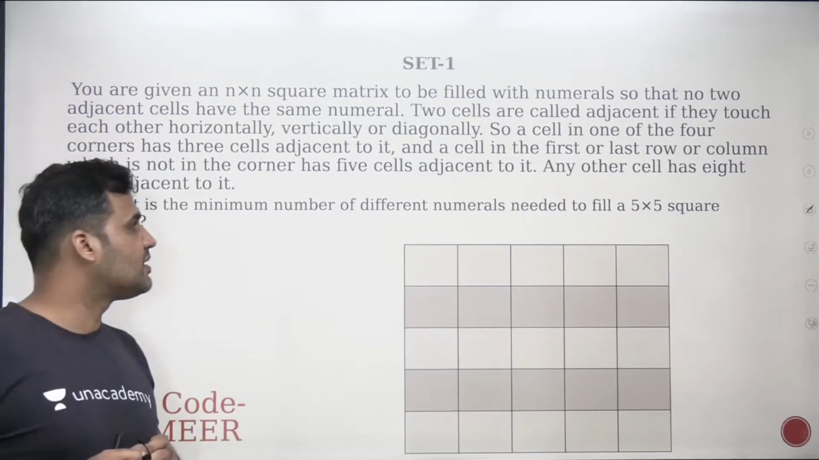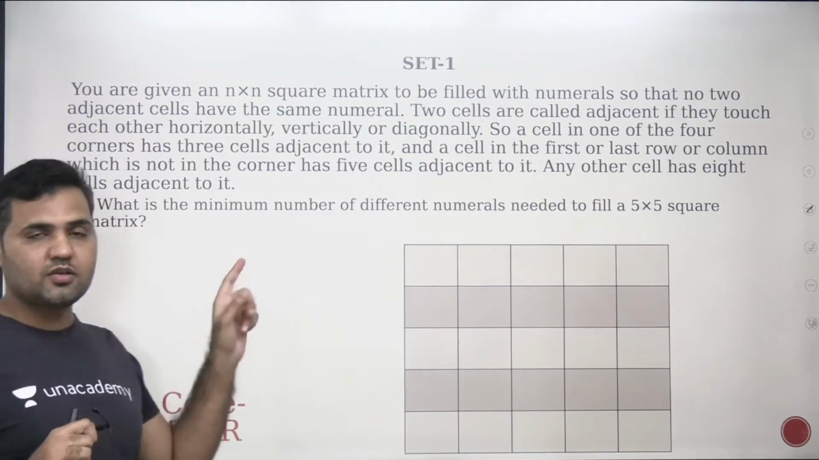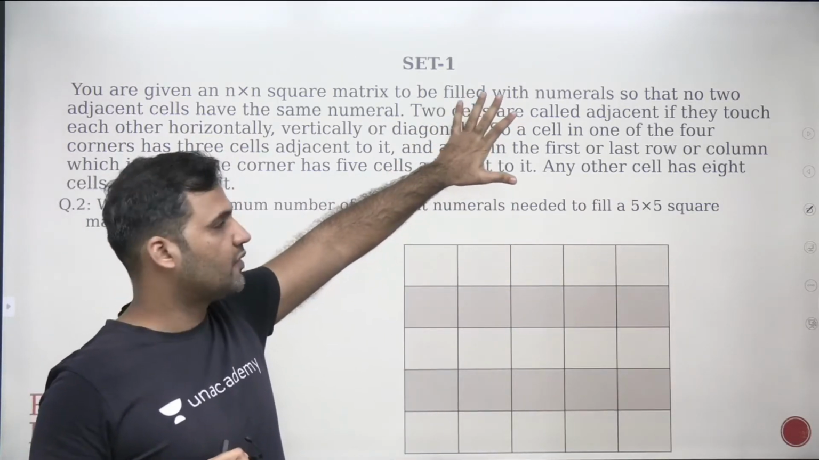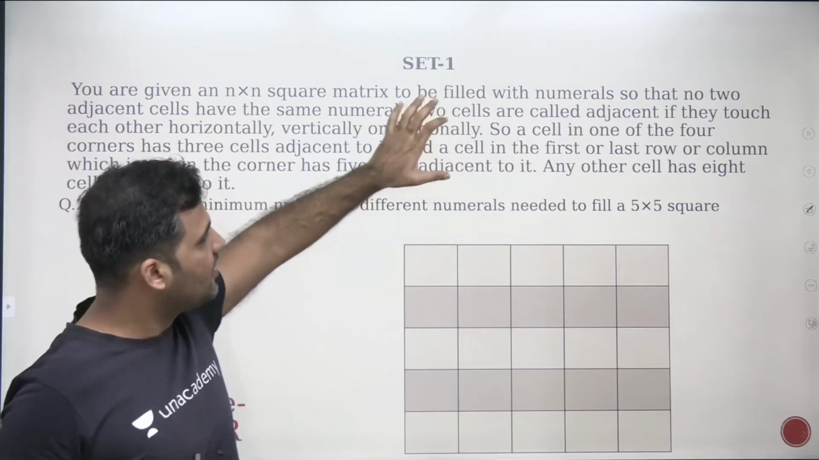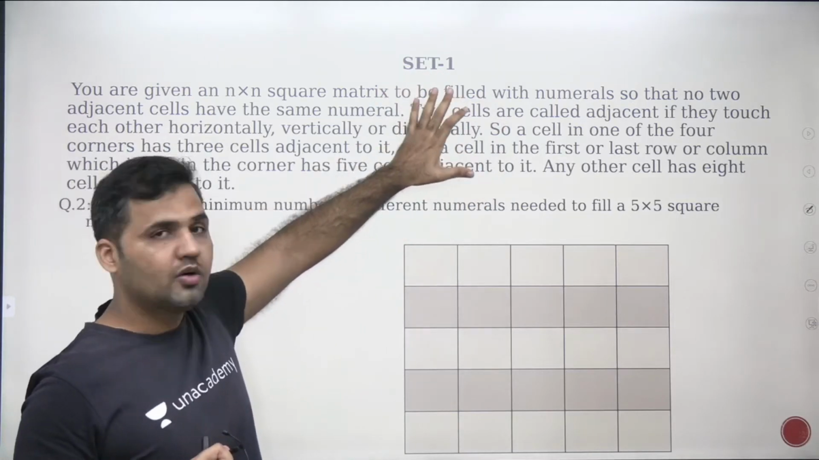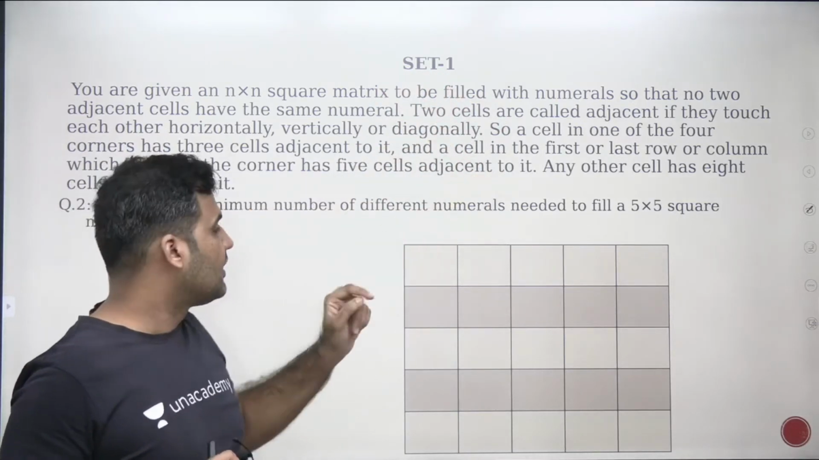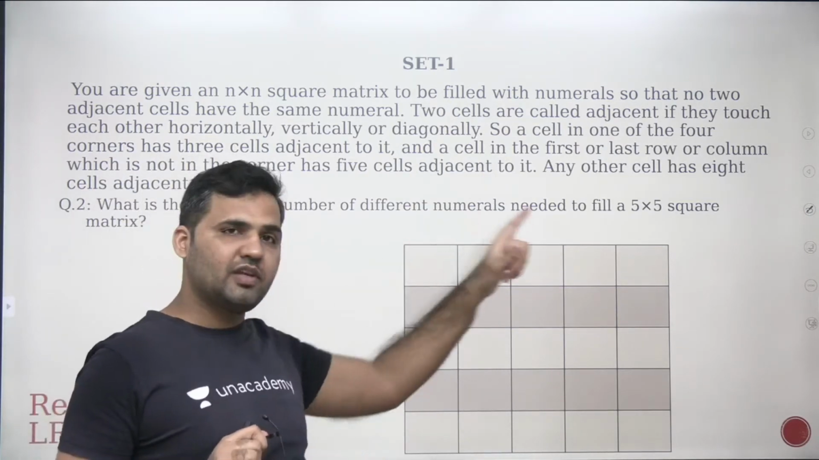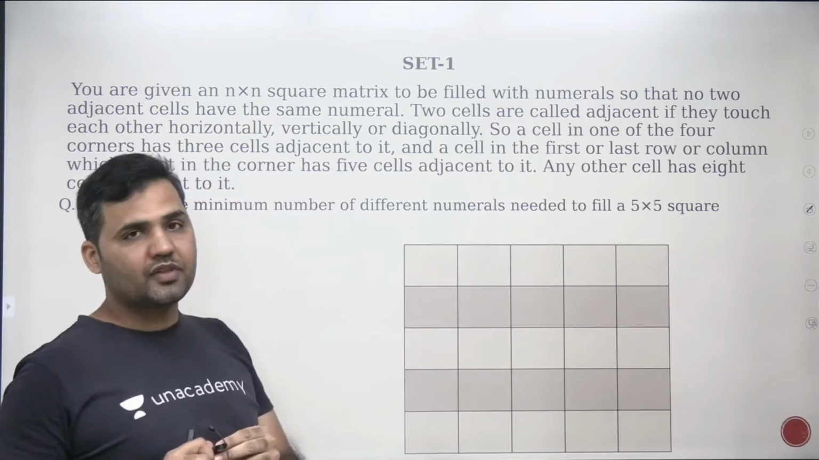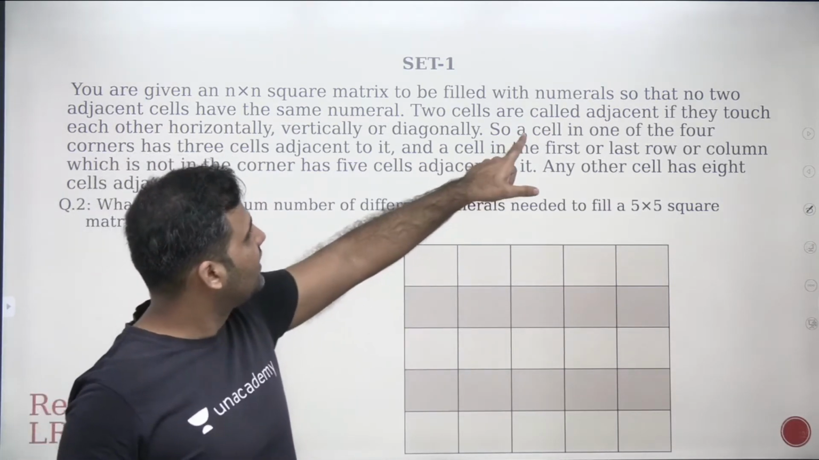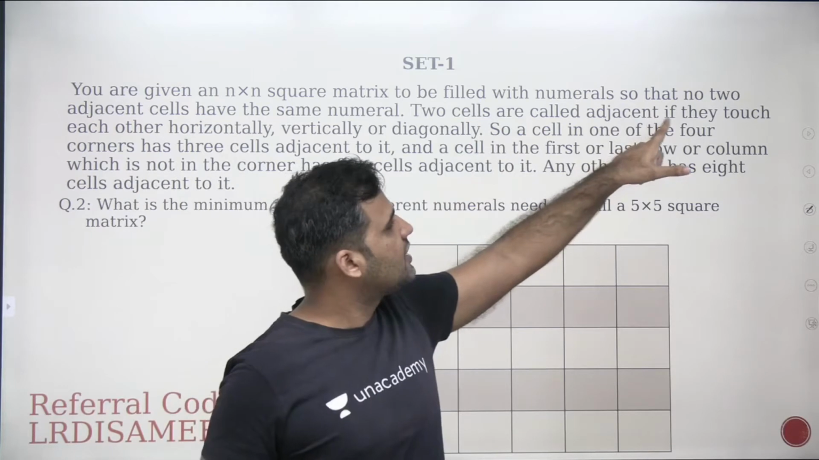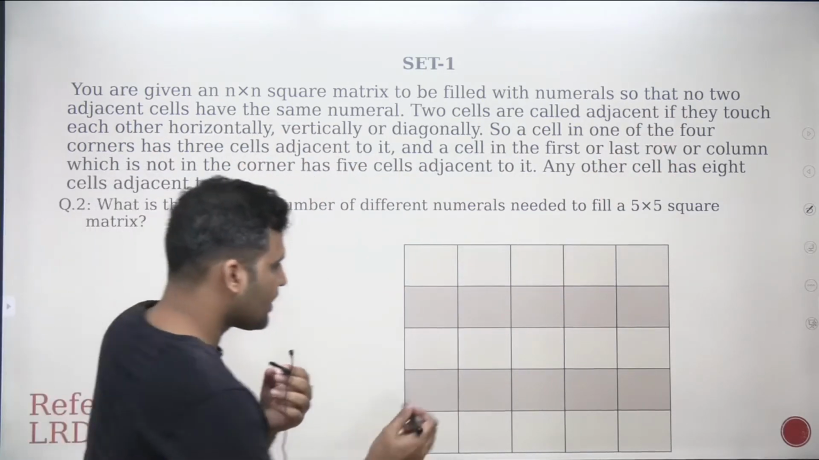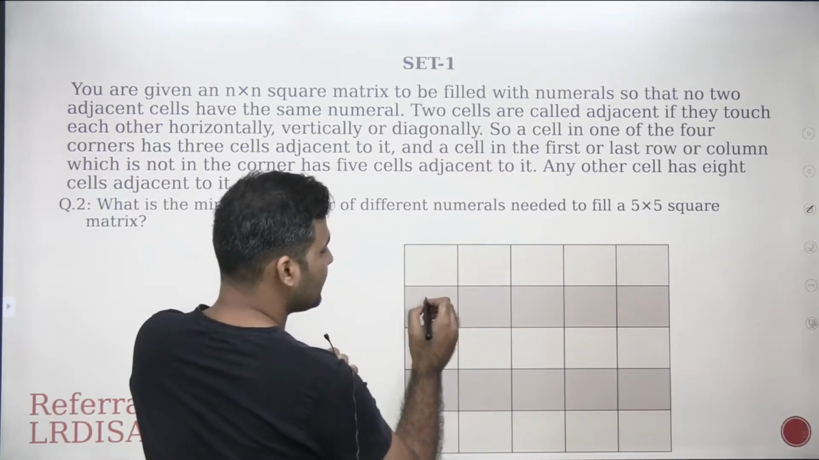In this video, I will be discussing question number 2 of the CAT 2018 matrix based set. So in the first part, we discussed the instruction given in the first paragraph. The main instruction that we are supposed to follow as per the first paragraph is that no 2 adjacent cells should have the same numeral while you are filling a matrix. And the meaning of the word adjacent is that 2 cells are called adjacent if they touch each other horizontally, vertically or diagonally.